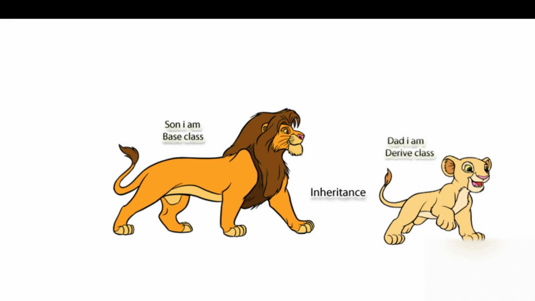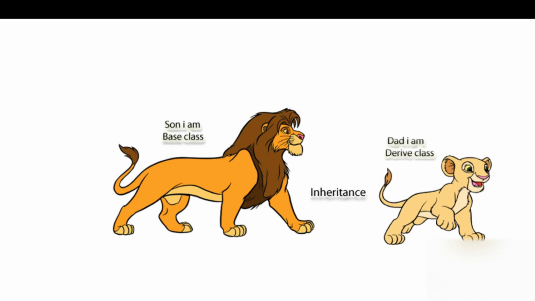So let's take an example. Here you can see there is a parent and there is a son. The son has inherited some property from their parent, which means that the parent is a base class and the son is a derived class. So when we derive something from a base class, or we can say parent class, then the derived class can easily use the property from the base class. So inheritance is used to acquire the property from the base class.